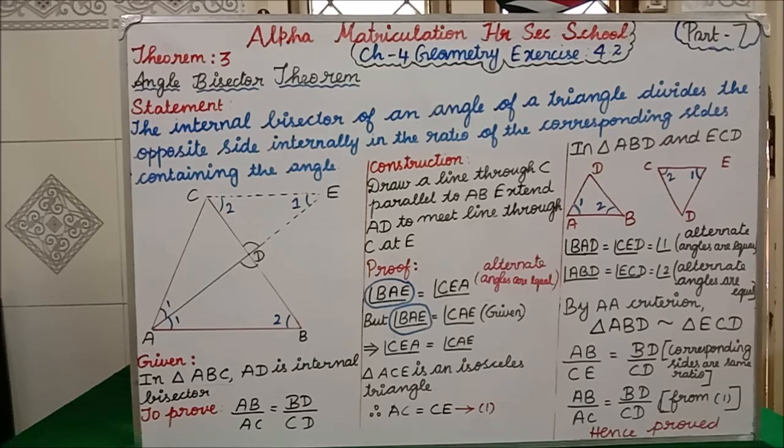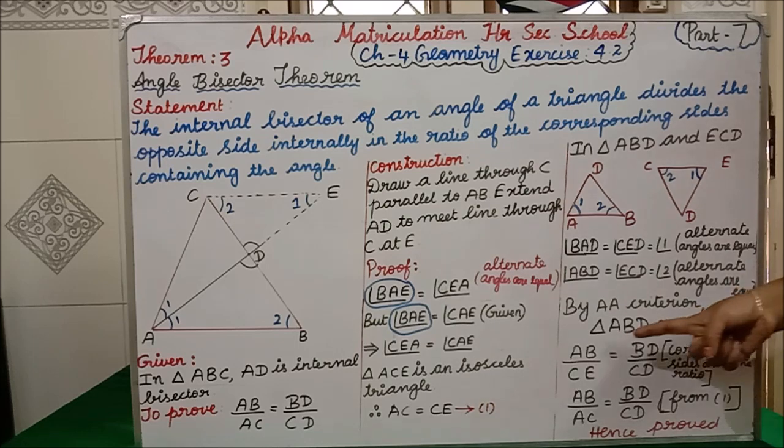Students, by AA criterion, now we are saying this triangle ABD is similar to triangle ECD. Clear all of you? We all know by similarity of triangle, by AA criterion we have said that this triangle ABD is similar to triangle ECD. If the 2 triangles are similar, the corresponding sides are what? Proportional, isn't it? Now, if you are writing this triangle correctly, you can directly write from this.